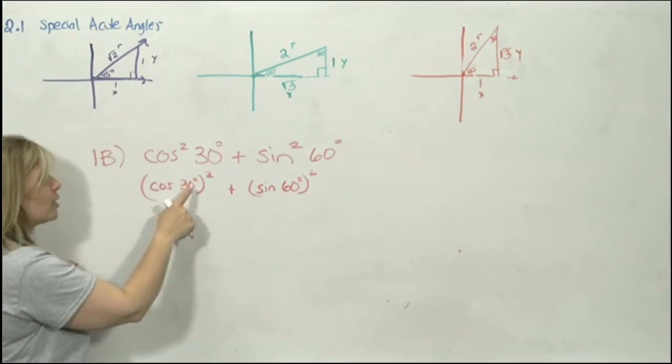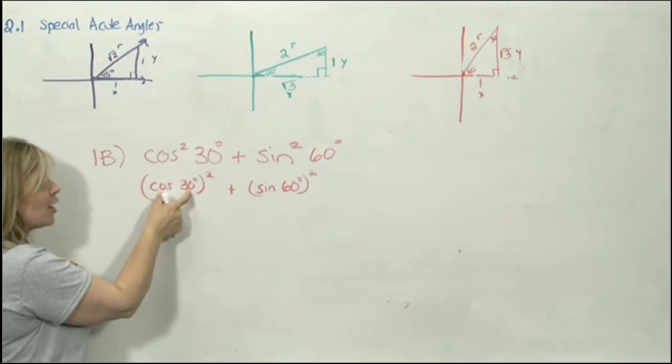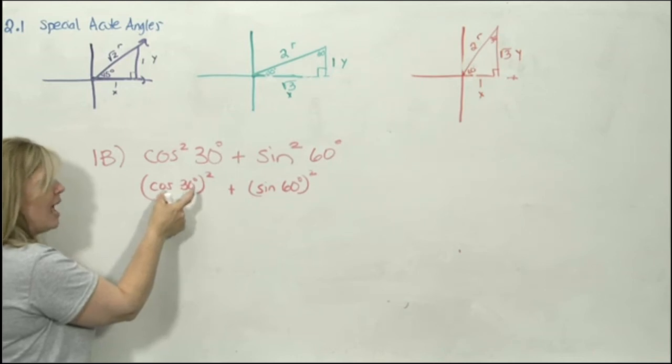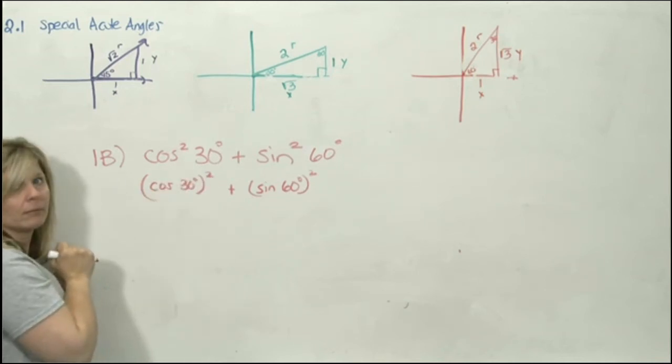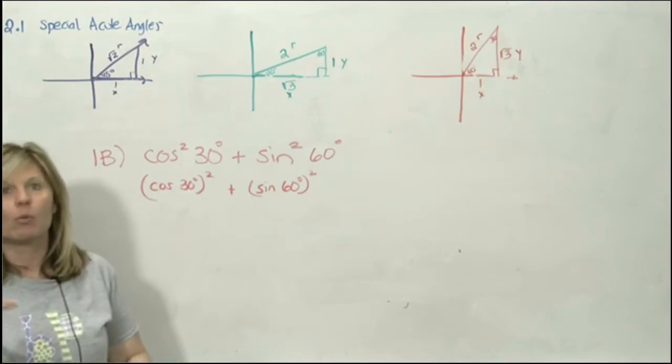They're not saying 30 degrees times 30 degrees is 900 degrees. That's not what they're saying. They're saying find the value of this fraction, and then take the fraction and square it. Okay? So we want to know the cosine of 30 degrees, and then we want to square it.